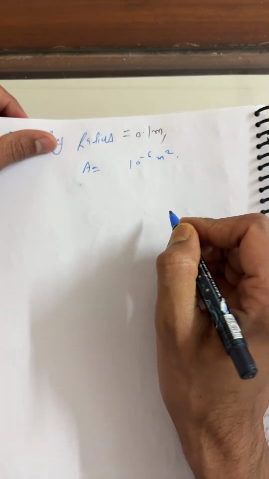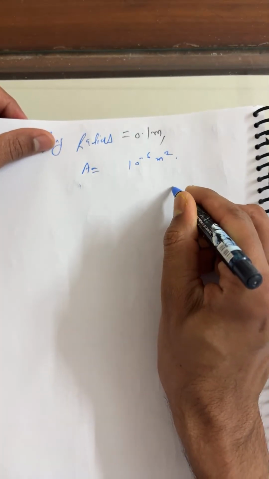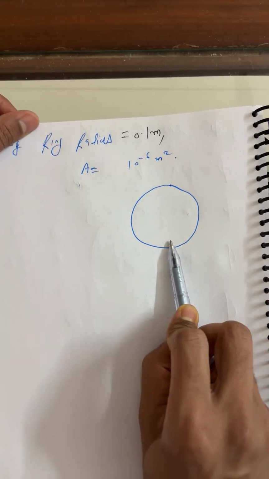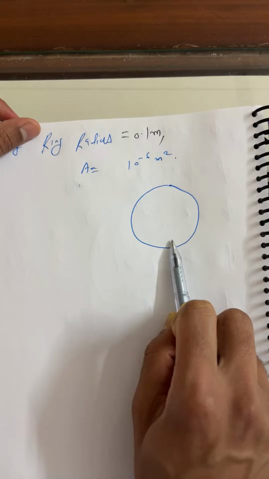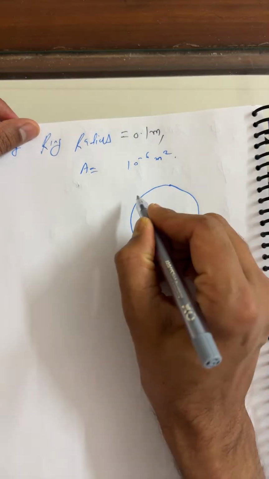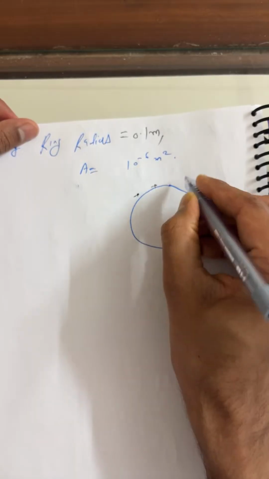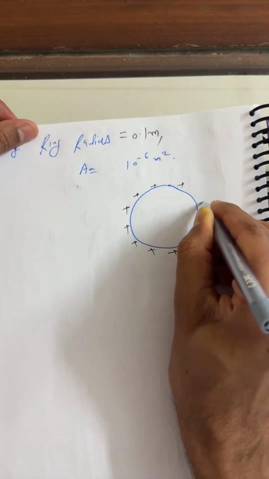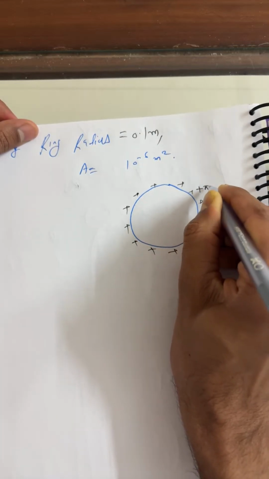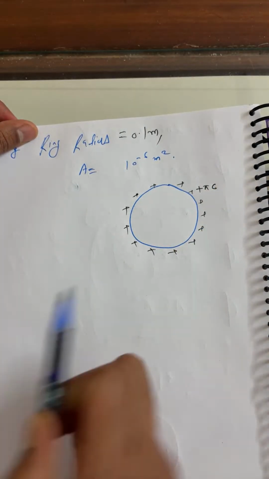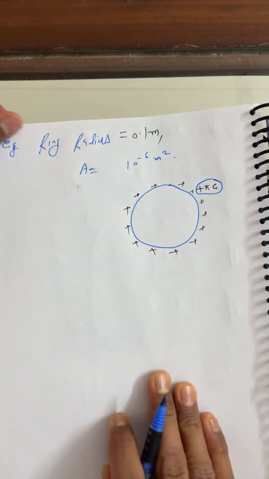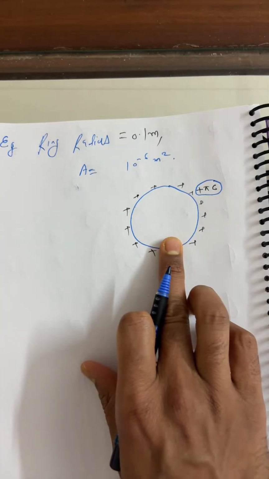The ring is uniformly charged. I can make a diagram here; I don't have much time. Let's go through that. We have a ring, uniformly charged. The charge on the periphery of the ring is plus pi coulomb. Right. Okay, that is the charge.